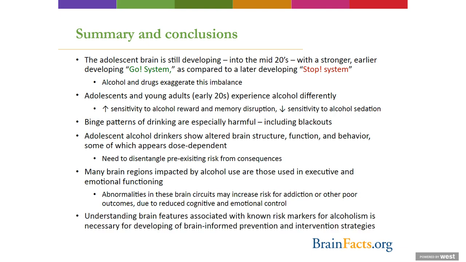And lastly, it's really going to be important for us to understand the brain features associated with risk for alcoholism and kind of, again, disentangling those from the known consequences of alcohol in the brain so that we can then have brain-informed prevention and intervention strategies. So if we know individuals with certain risk features are at risk, we can really target things that can even be done in the school-based systems to try to prevent those individuals from going on to develop significant problems with alcohol and drug use.